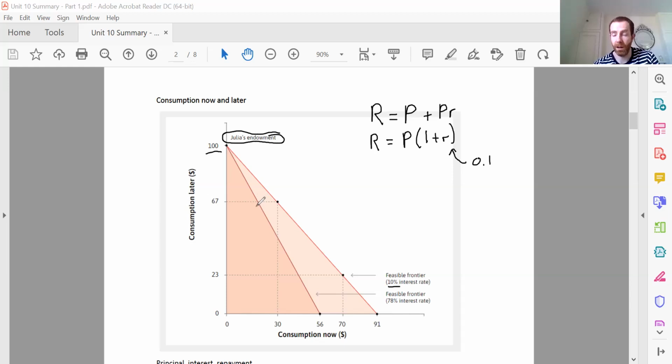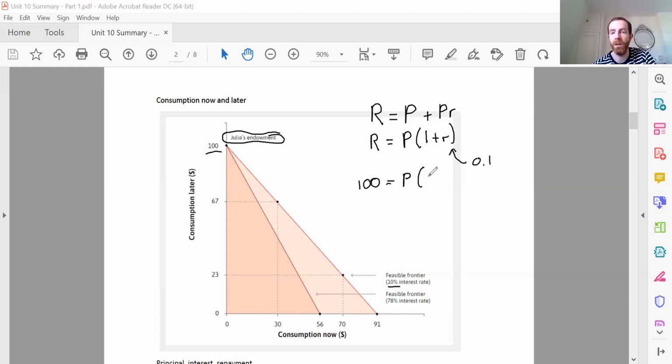If Julia decides she wants to consume the maximum possible amount right now, what we need to consider is, well, what's her repayment going to be? We know that in the future, she's going to get an endowment of $100, which means her maximum repayment is $100. So let me put that into the left-hand side here. The repayment is going to be $100. And the principal, that's what we want to figure out, because that tells us how much she's going to be able to borrow right now and then consume.